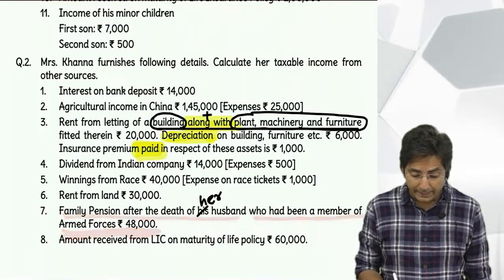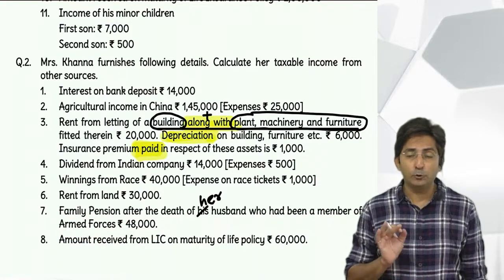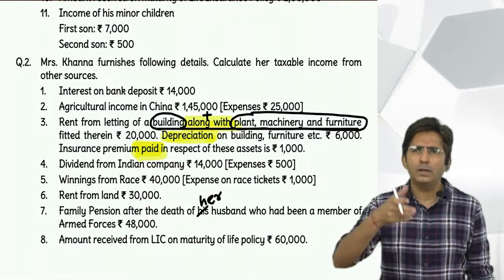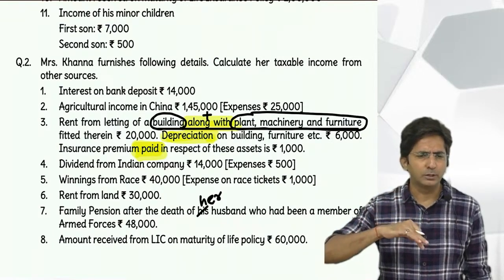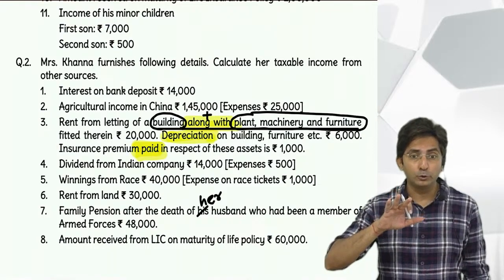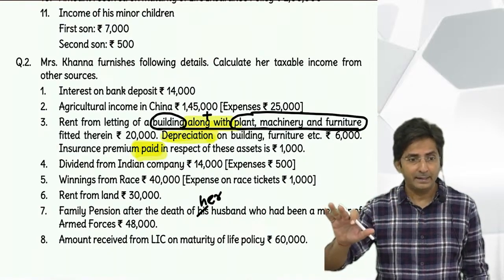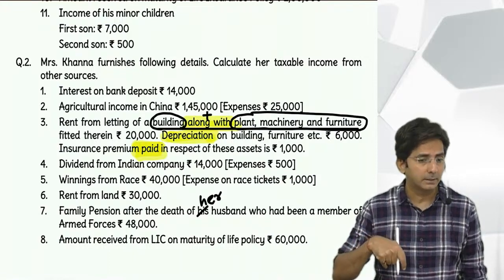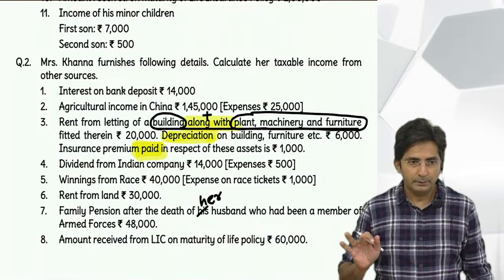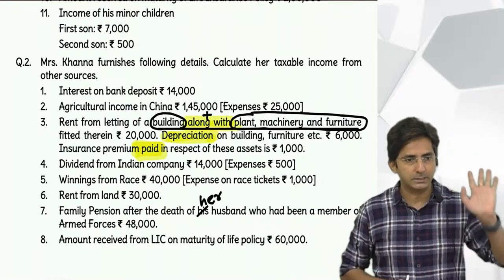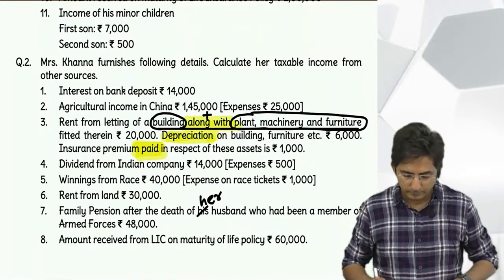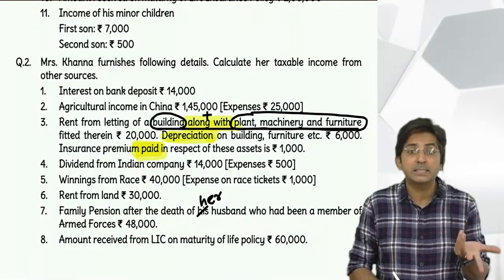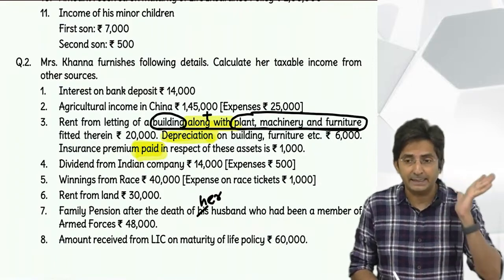army employee dying and family getting pension, it is fully exempt under section 10(19). But today it gave you the formula 1/3 or 15,000. That formula you use when it is a normal employee dying and a family member getting pension. This is an army person, so it is completely exempt. You will not even write the amount, you will put a dash directly in the outer column. Instead of this 48,000, you will put directly a dash. And what is the section? 10(19).